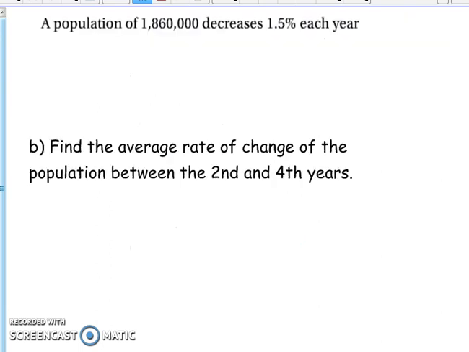Okay, so here a population of 1,860,000 decreases 1.5% each year. So first thing that we're going to want to do again is to write a function for this. So we're starting with our population, which was 1,860,000. And we are decreasing, so 1 minus 1.5%. So that's going to be 0.015. And we don't know the time, so we're just going to say it's to the t.